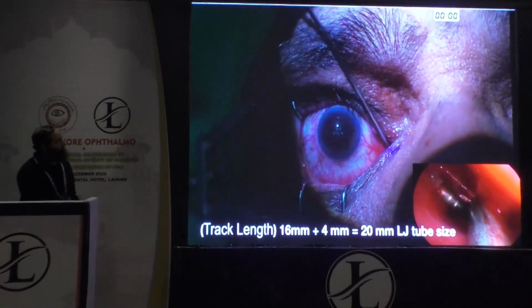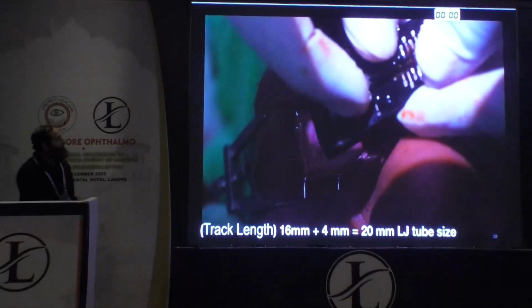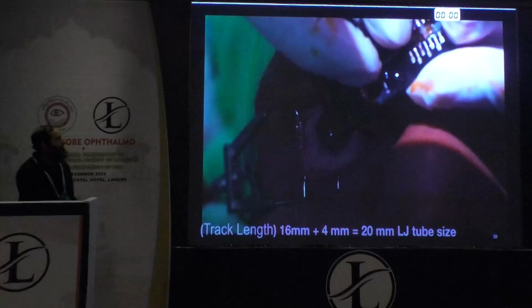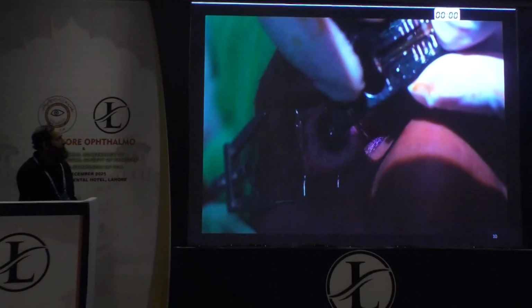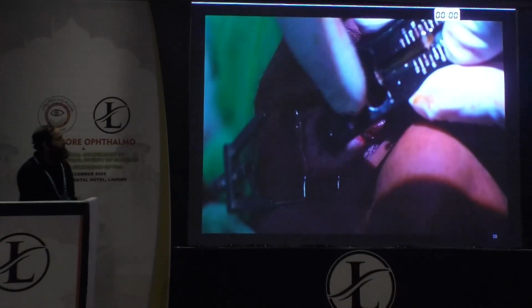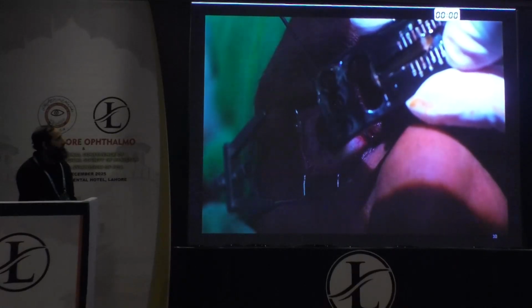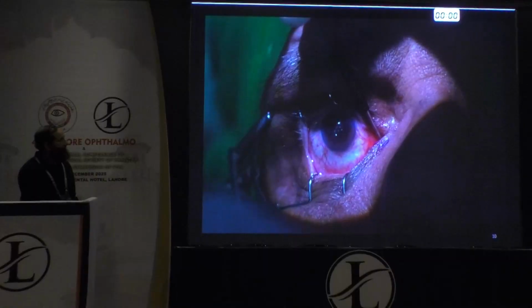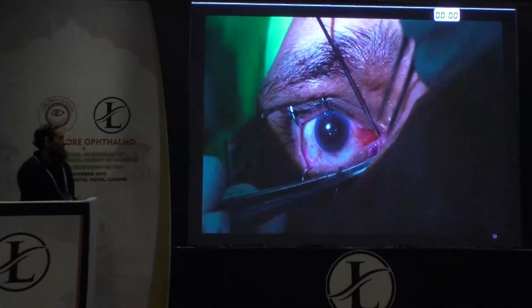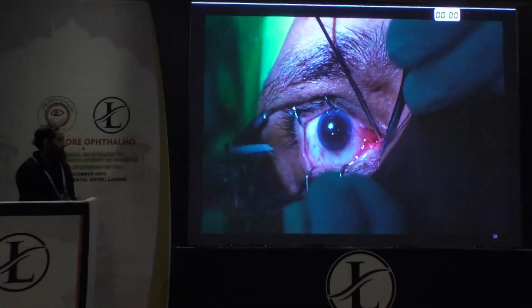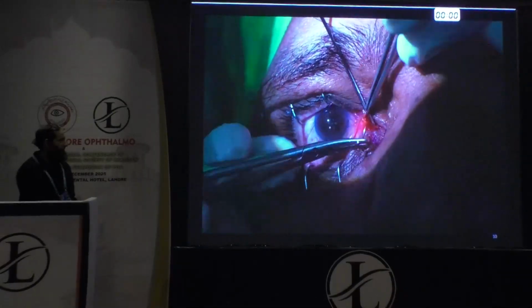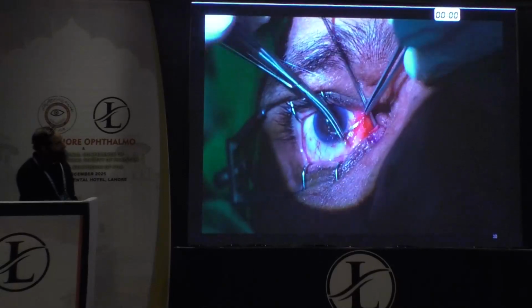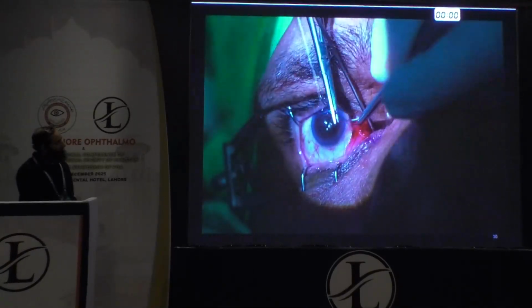Based on this measurement, an appropriately sized tube is selected. Here a 20 mm Lester-Jones tube is mounted over the measuring gauge. The measuring sizer is now removed over the trocar. Previously, we encountered episodes of tube dislodgement in a few patients. Therefore, a 6-0 Prolene suture is placed circumferentially along the carunculectomy site to provide additional fixation.